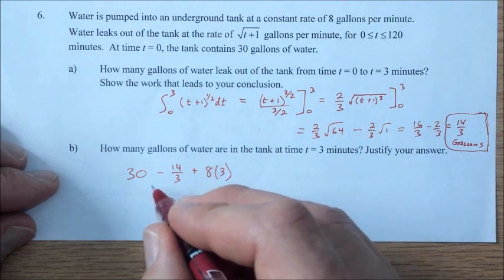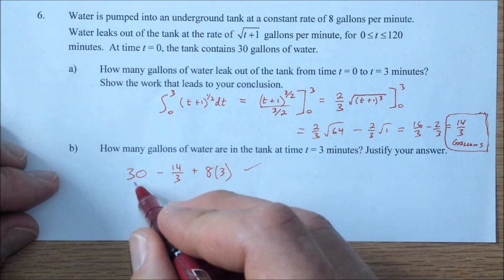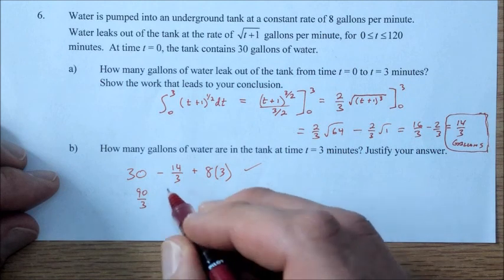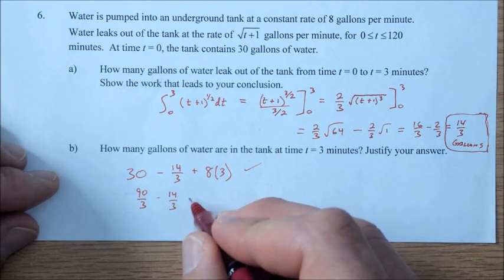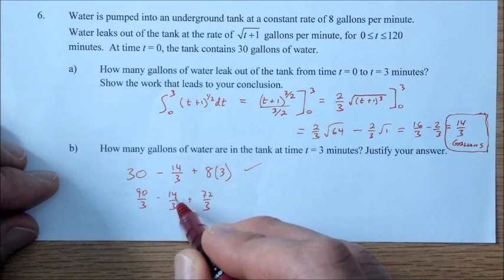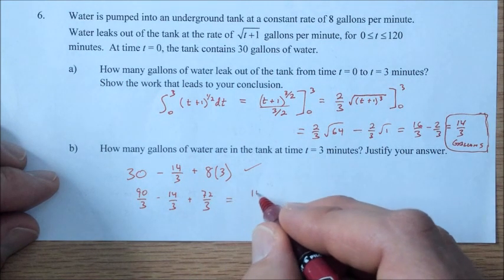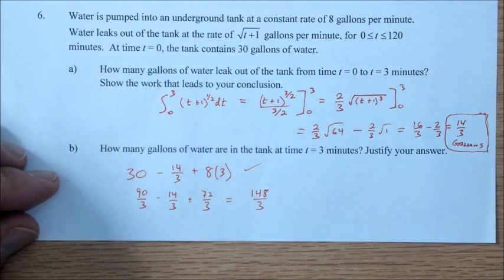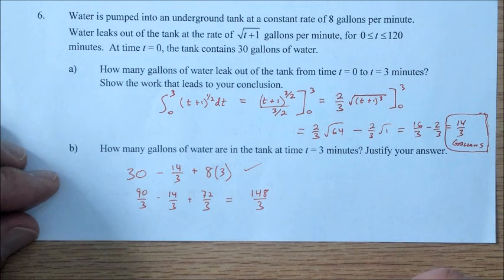So what do we have here? Well, we can leave our answer like that. First of all, that's a correct answer. Just put gallons in there. But if you want to simplify this, 30 is 90/3. So we have 90/3 minus 14/3. And then 24 is 72/3. So 90 minus 14 is 76. 76 plus 72 is 148. So we have 148/3. And we can see there's just below 150 there. So we're looking at just under 50 gallons.